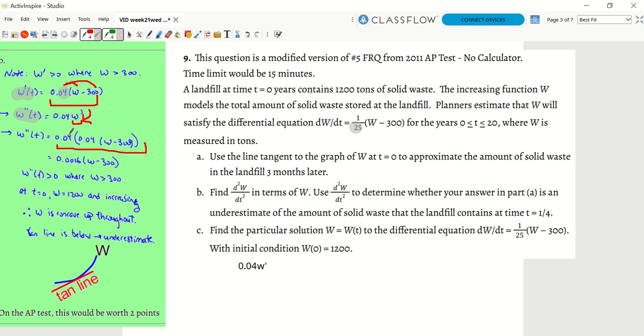And then they just did some algebra over here. We're going to distribute, and we're going to distribute. Let's get some stuff out of the way over here. They're going to distribute this and get that, okay? And then now check this out. So we get this right here. For W greater than 300, W double prime, that's kind of hard to say, is going to be greater than 0, which means it's concave up, okay?